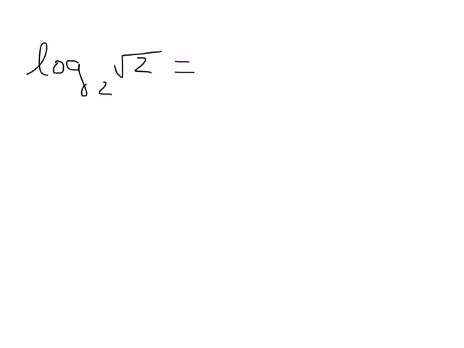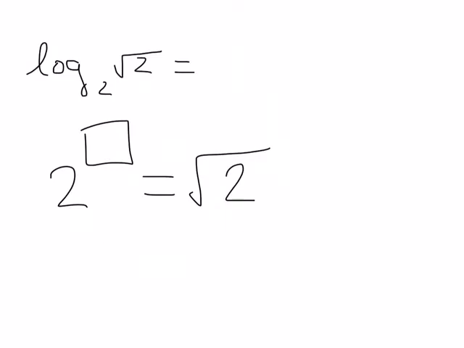Here's another example. We have 2 to what power? Let me write that one out. 2 to what power is the square root of 2? So 2 to what power is the square root of 2? Well, in this case, the square root would be the 1/2 power. So the answer for this problem is the 1/2 power. So there you go. 2 to the 1/2 power would be the square root of 2.